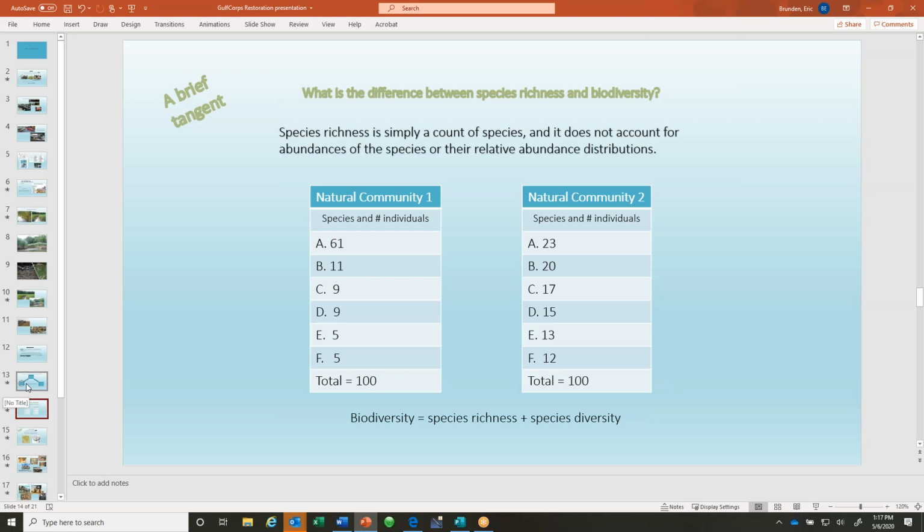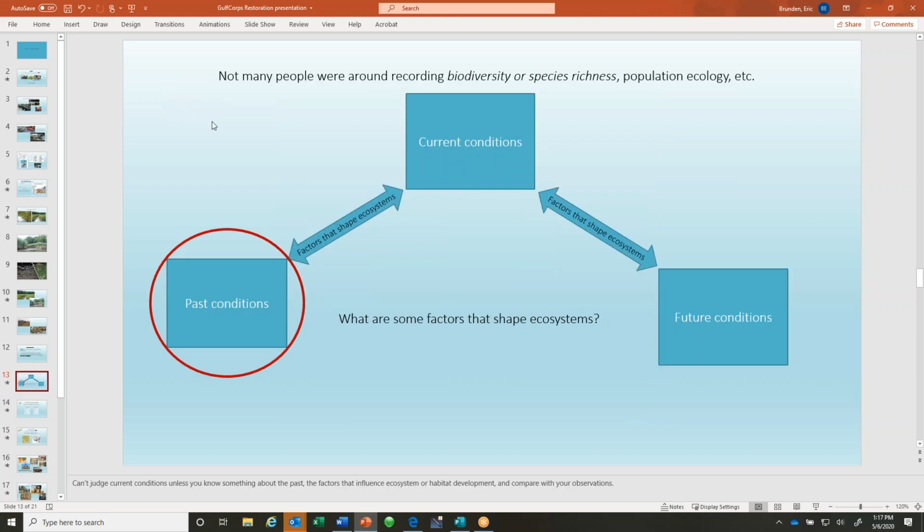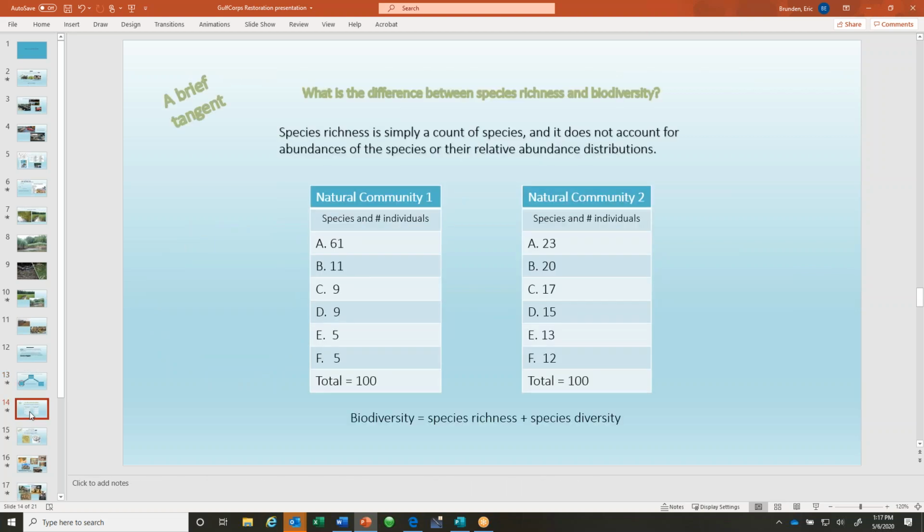And yeah, I have a brief tangent here. A lot of times when you're in restoration and measuring community health, people will talk about, well, we need to increase biodiversity or species richness. And I just wanted to point out that there is a difference between biodiversity and species richness. Usually when you're measuring something real quick, you're really talking about species richness. And species richness is just how many different species are in it.